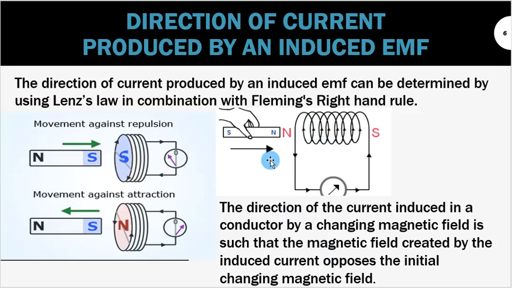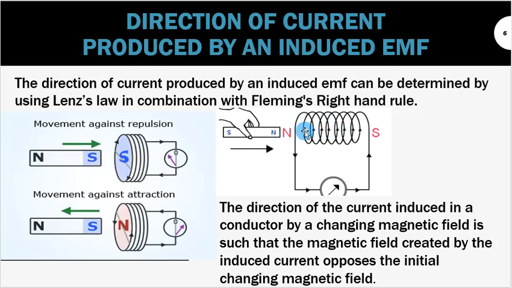What this simply means is that when a magnet is approaching a coil like this, you expect this coil also starts behaving as a magnet, because there is an induced EMF and the current is moving around it. If this magnet is to go towards it, then there should be a south pole here, so that this is attraction. A magnet moving towards another magnet, that's attraction.